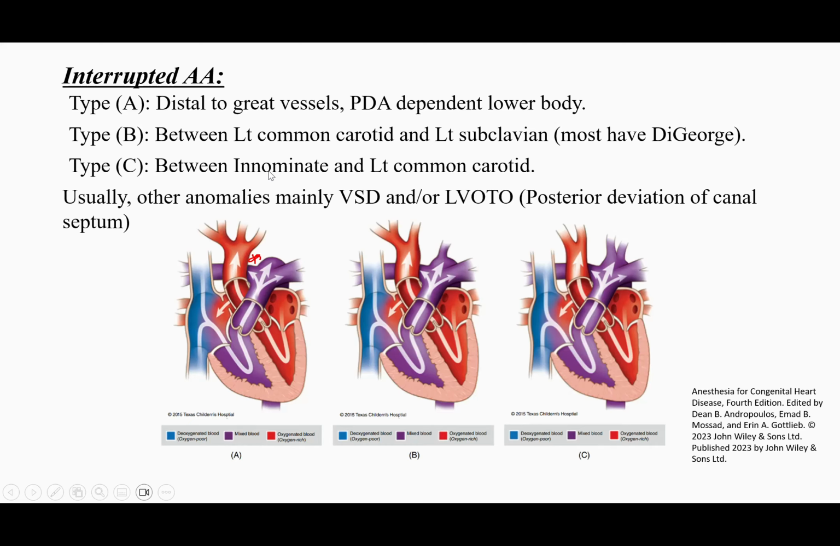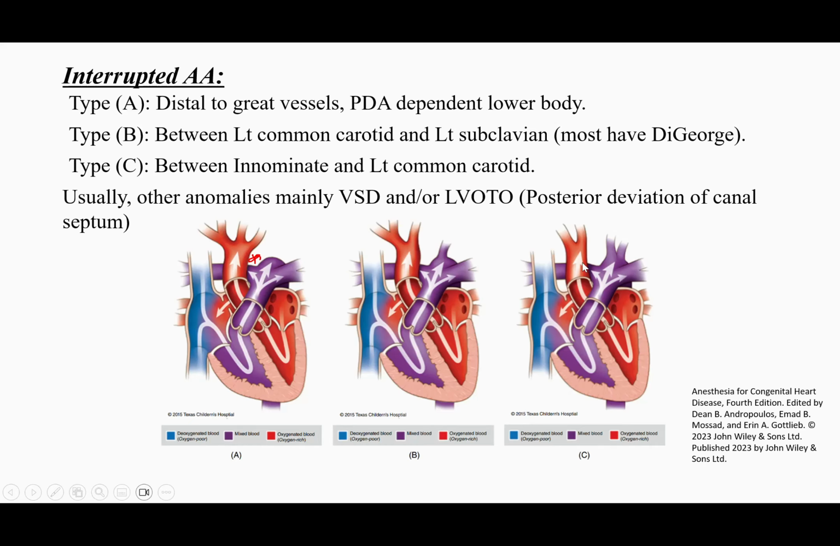Type B, the arch branches into the left common carotid and the left subclavian. In type B the interruption is not after the great vessels but between the left common carotid and the left subclavian.